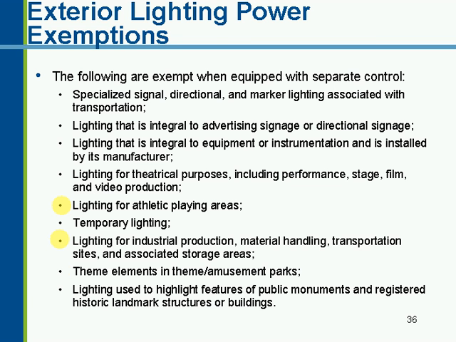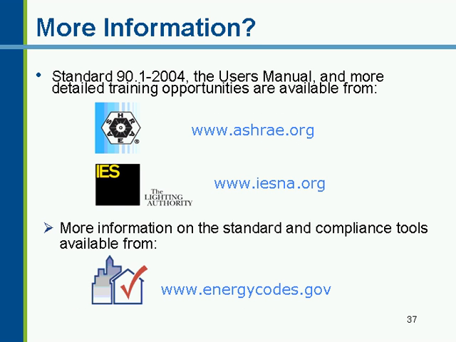Theme elements in theme amusement parks, the same kind of application. If it's the theme element, the sparkly lighting part, that's exempted. But the back of house areas, common areas, parking lot areas, etc., those would not be exempted. It's just the theme element parts. And again, lighting used to highlight features of public monuments would be exempted. Again, the parking lot is not part of the historic monument, so it would not be exempted, but just the monument itself would be. That covers the exterior lighting requirements.